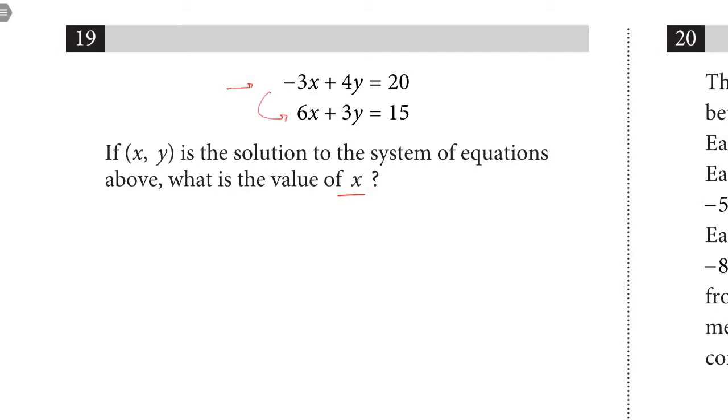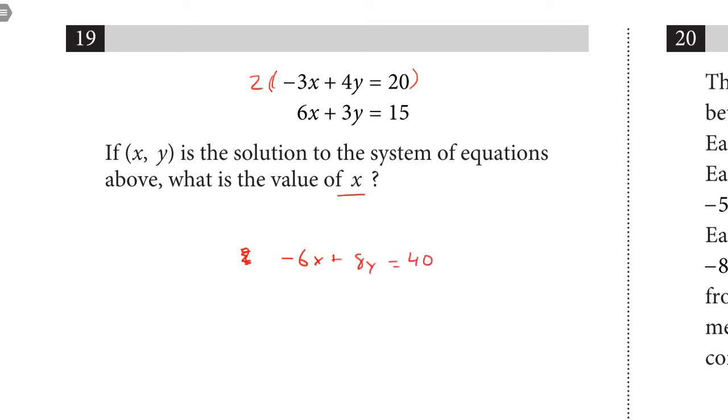Now, you can do that, try it out, and you'll get your answer, but there's actually an easier way that I want to show you, particularly with this question. And what you can do is you can multiply the top equation by 2, okay? And let's see what that gives us. That'll give us negative 6x plus 8y is equal to 40, okay?